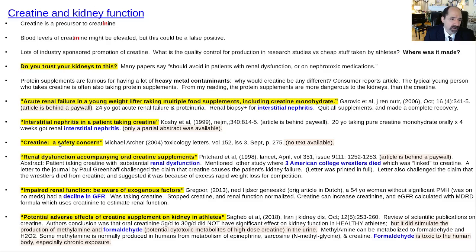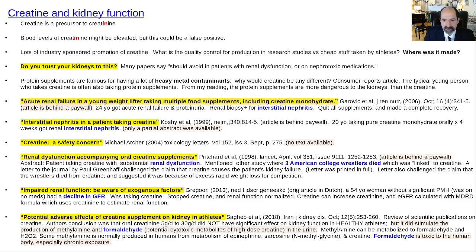Okay, so here's another article: creatine, a safety concern. Oh, no text available. Not even an abstract. So that was frustrating. I ran into that over and over again. Here's the next one: renal dysfunction accompanying oral creatine supplements, by Pritchard in The Lancet. Article behind a paywall. So they did mention that a patient taking creatine got substantial kidney dysfunction.